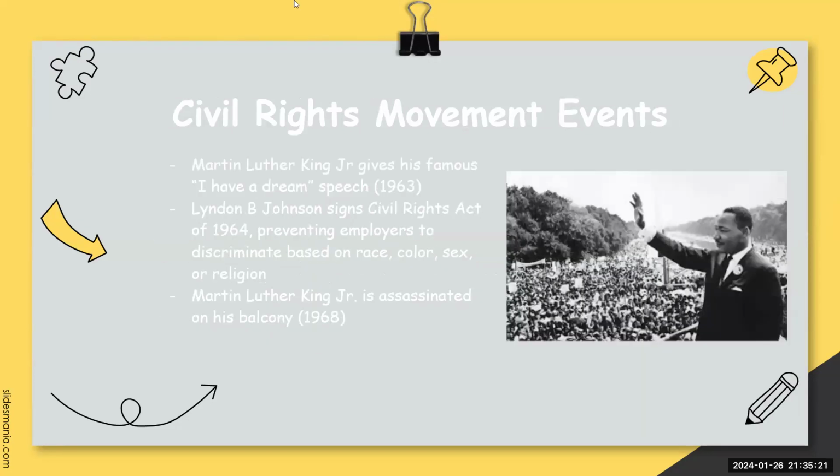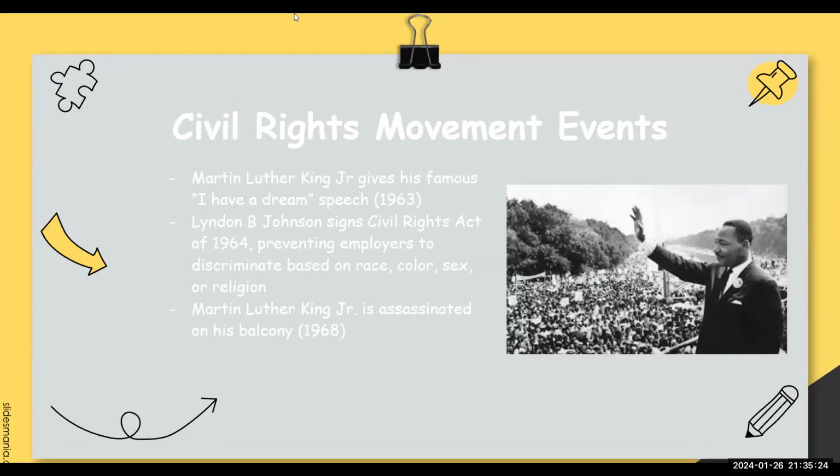And then the last few events, Martin Luther King Jr. gives his famous speech in 1963. President Lyndon B. Johnson, at the time, signs the Civil Rights Act of 1964, which prevented employers from discriminating based on race, color, sex, or religion. He signed a bunch of other acts that I didn't include, such as one that I think didn't allow property owners to discriminate against people, like in giving people a house. And then lastly, Martin Luther King Jr. is assassinated on his balcony.